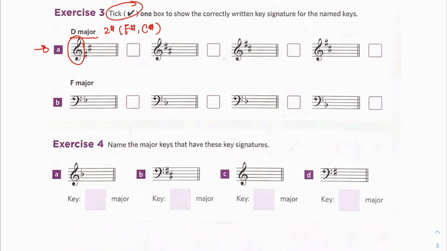We are in treble clef, and the first sharp is an F sharp, the second one is a C sharp. However, the first sharp is not written in the right place. The F sharp should be written here on the top line, so this is incorrect. Next, we have a D sharp and an A sharp, so this is incorrect. Next, we have an F sharp and a C sharp, and they are both written in the correct place, so this is correct. The last one, we have a G sharp and a C sharp, so this is again incorrect.